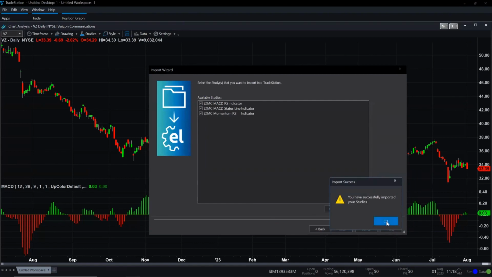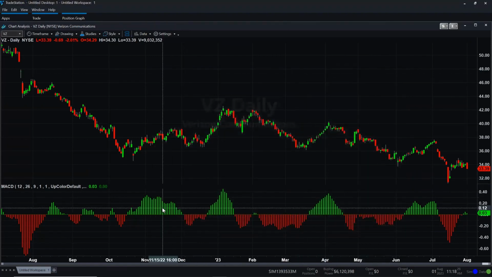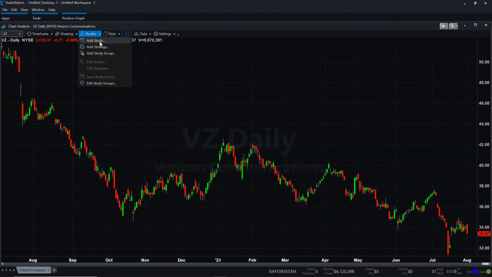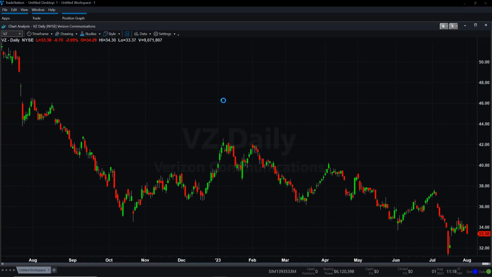That's what it was asking me if I wanted to overwrite it. And I said yes. So let me go ahead and remove this version that I just added. That's the MACD that comes default in TradeStation. And I'm going to add the one that I just modified.